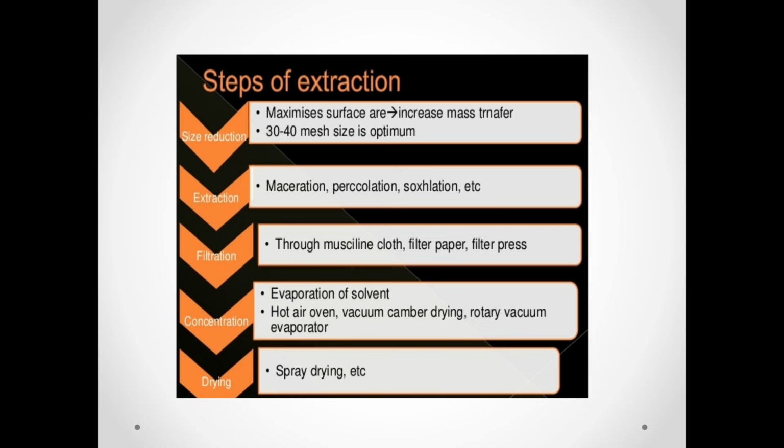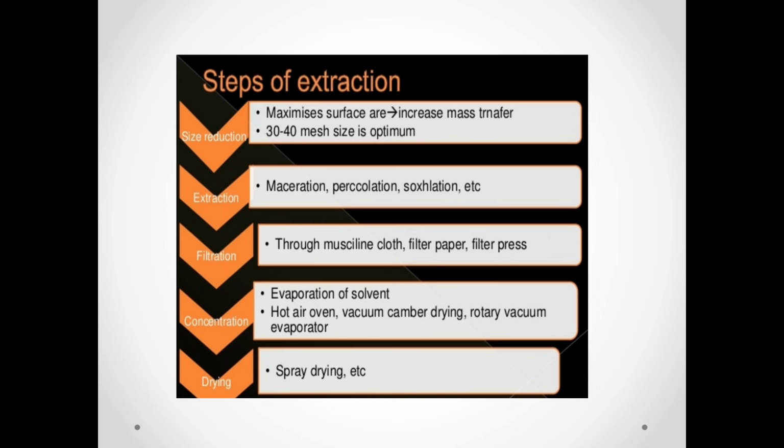The next one is the extraction process, in which maceration, percolation and other kinds of extraction are used, by which we can extract the active chemical constituents from the drug. The next one is filtration. We can filter the extract by using muslin cloth, filter papers, as well as a filter press. The next step is concentration. What do you mean by concentration? That means evaporation of the extra solvent present in the extract.